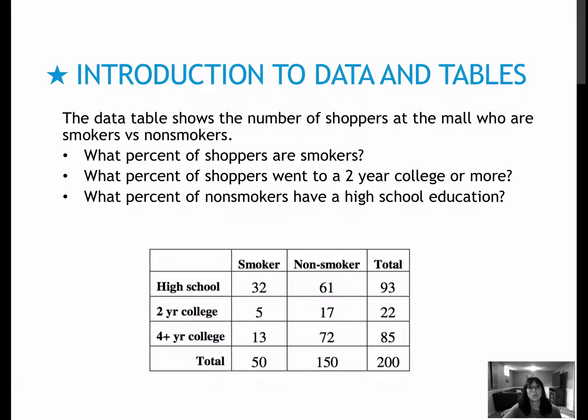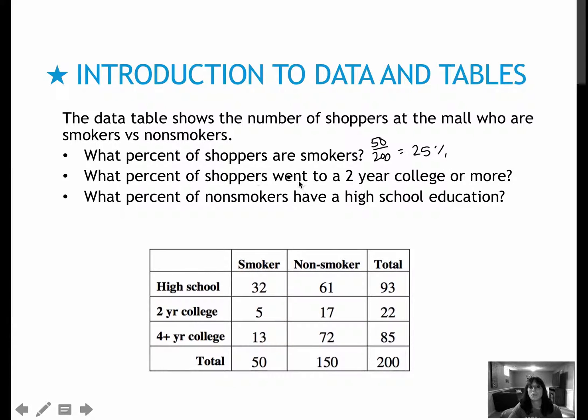Use the data in this table to answer the following questions and then press play to see how you did. So this is a table that gives data for smokers or non-smokers at the mall and also looks at their high school or collegiate careers. So what percent of shoppers are smokers? So notice we're just talking shoppers in general. There's 200 total. And there are 50 out of 200. So 50 out of 200 would of course give me 25% of shoppers are smokers.